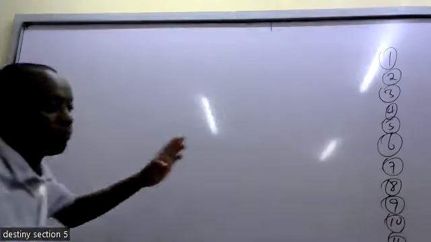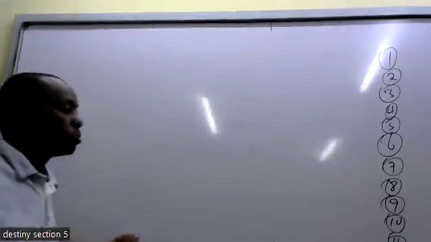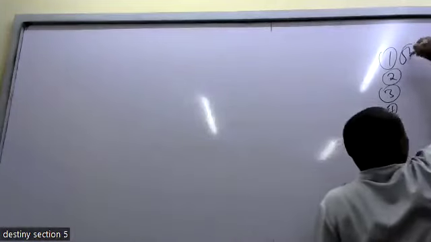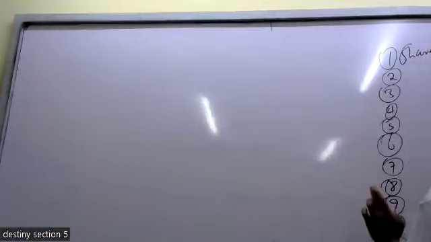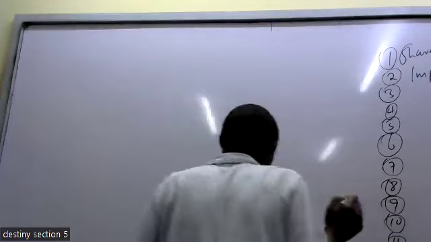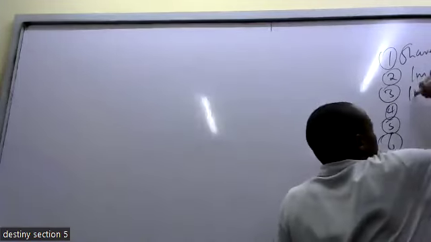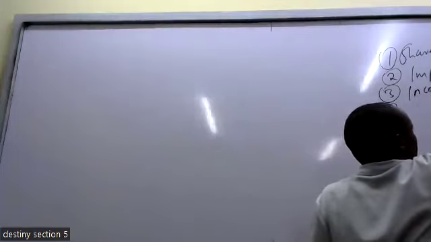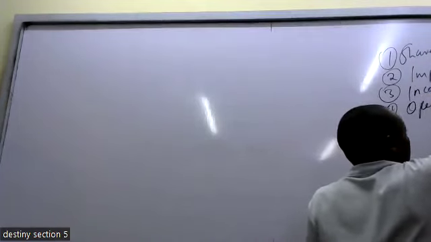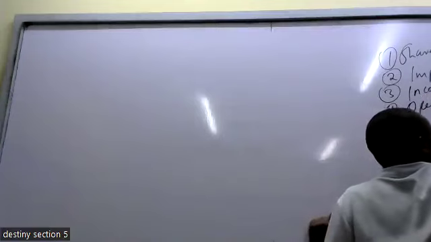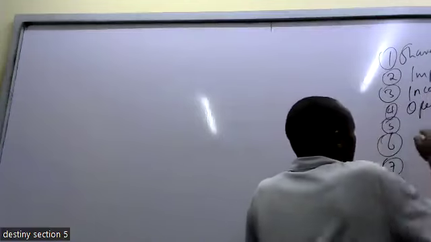We are supposed to cover 12 topics. Topics 1, 2, 3, up to 12. Our first topic should be share-based payments. Our second topic will be impairment of assets. Our third topic will be income taxes. Our fourth topic will be operating segments. Our fifth topic will be employees' benefits.